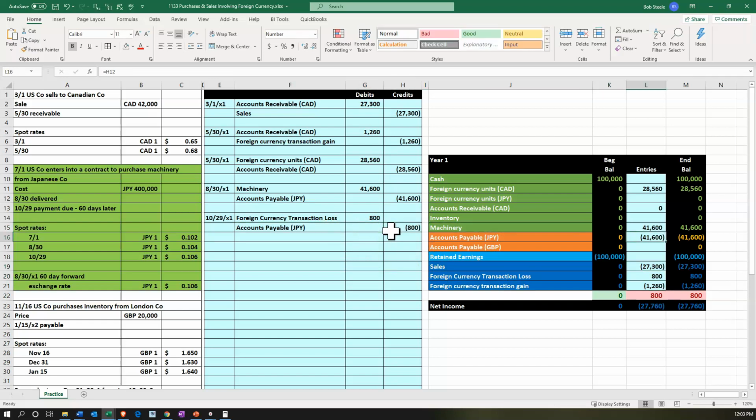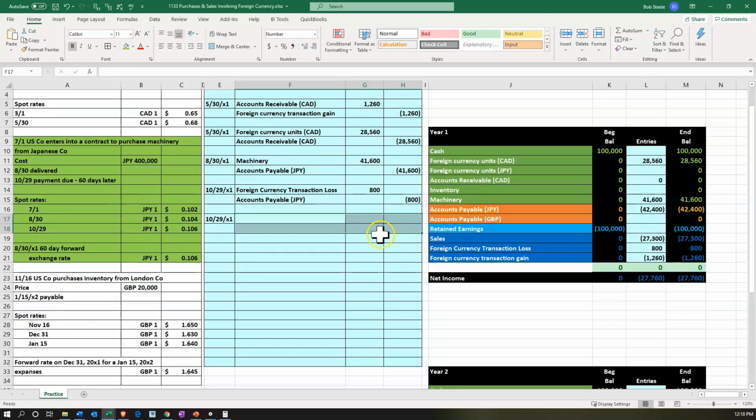So accounts payable, something's in it. So I'm going to say F2 plus F2. Pick up that $800 there. Now we're going to be needing to pay this thing off. But let's say we don't have the currency yet, because obviously we're going to have to be paying it off in yen. And so now we're going to get the currency and then pay it off.